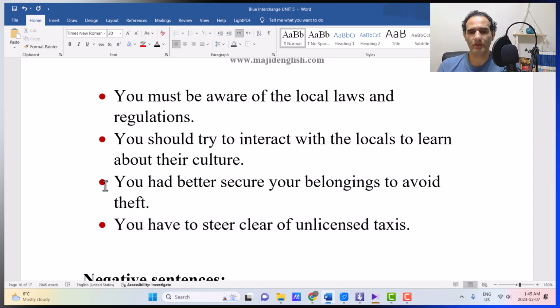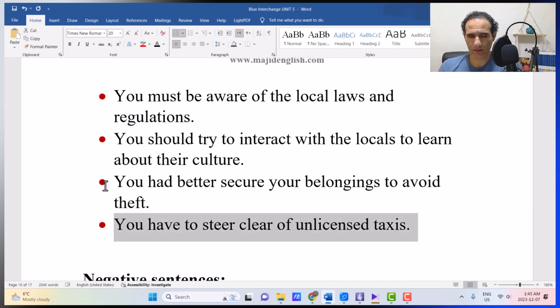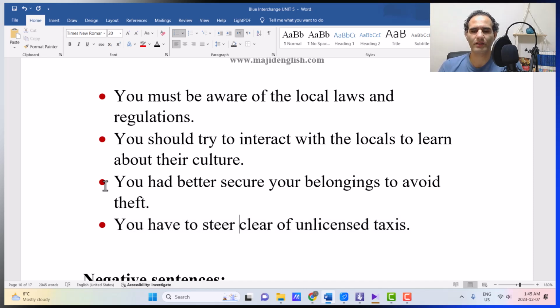Okay, so it means this is my strong suggestion. Maybe in a country with a high crime rate, it is have to. Maybe in another country which does not have that high crime rate, you say you should steer clear of. So it all depends, I'm telling you.